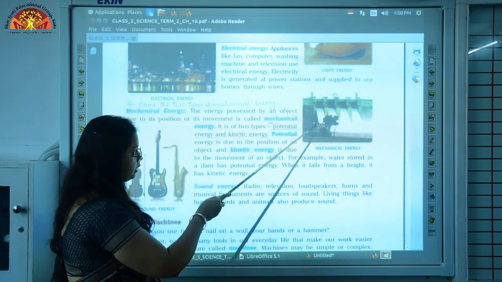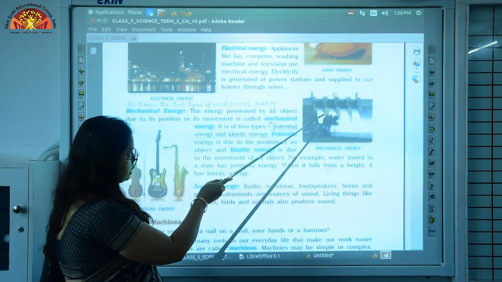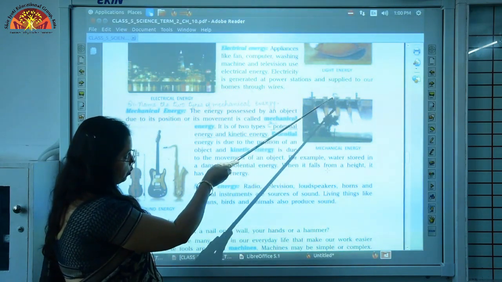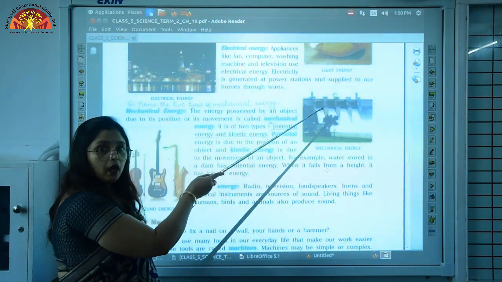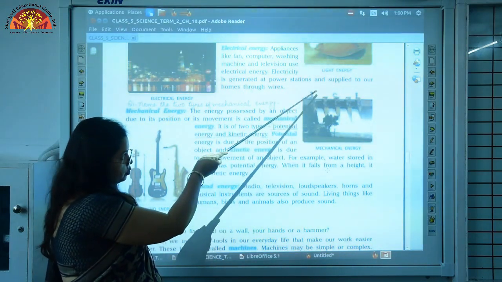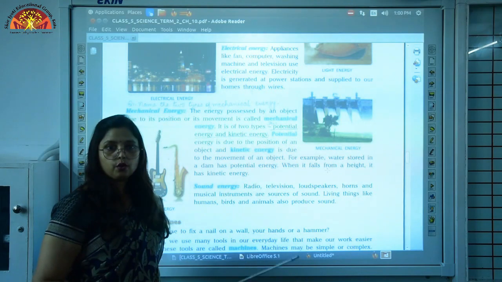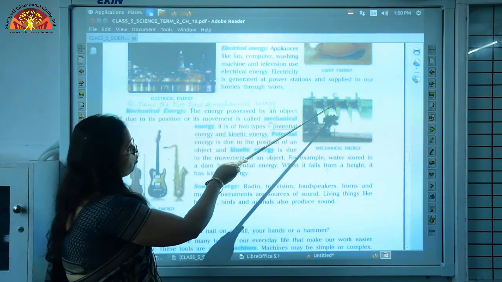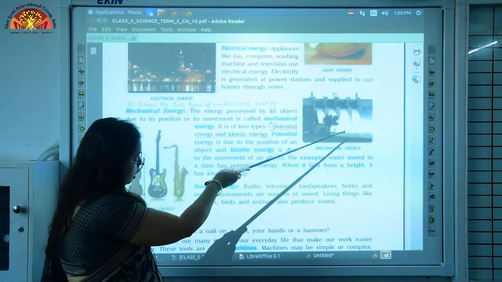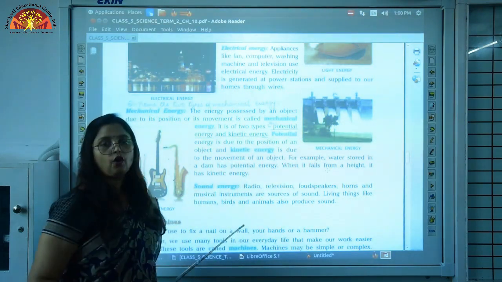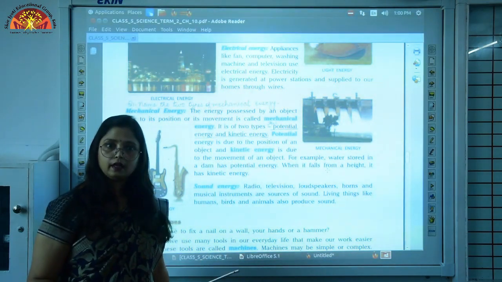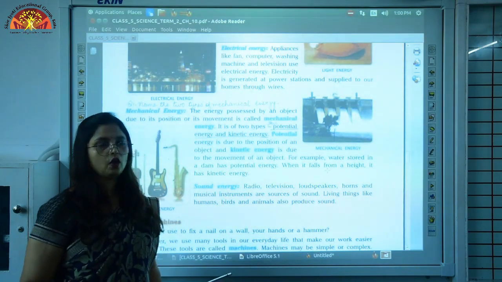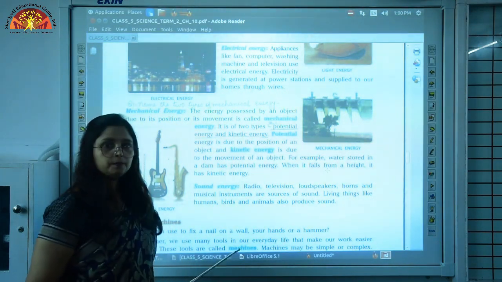This is a picture of a dam. Now, you can see here these are the gates from which water is falling down from a height, and on the opposite side of it water is stored. So, this stored water has potential energy, and the water which is falling down from a height has kinetic energy. So, these are the two forms of mechanical energy.